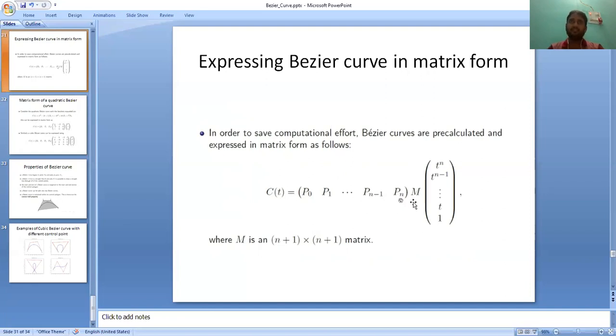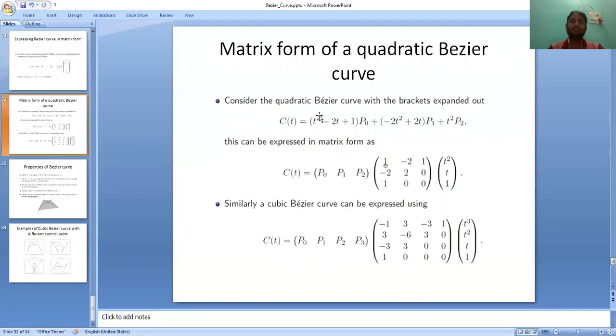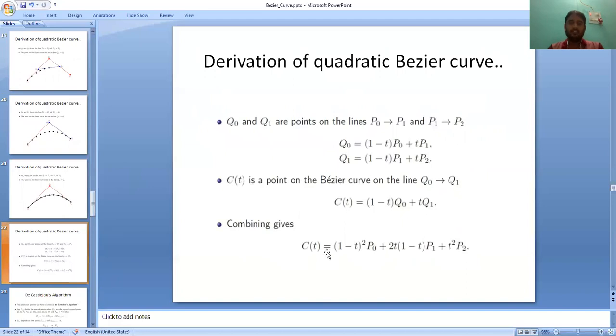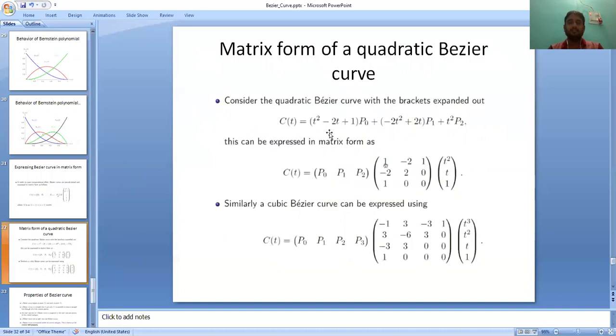I will show you what this M is. This is the Bezier matrix, and this is the degree of the polynomial you want to calculate. This M is nothing but an n plus 1 cross n plus 1 matrix. So as previously we have written some equation that C(t) is equals to (1 minus t) square P0 plus 2t (1 minus t) P1 and t square P2. When we expand this, we get this term.